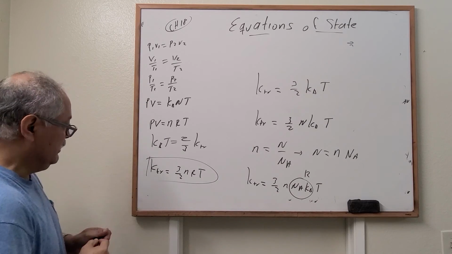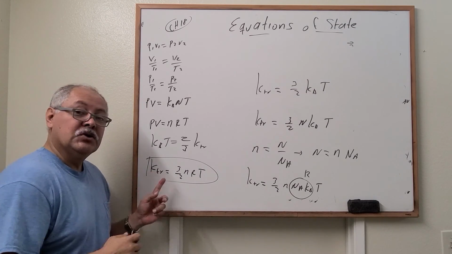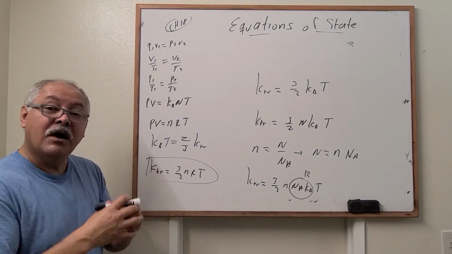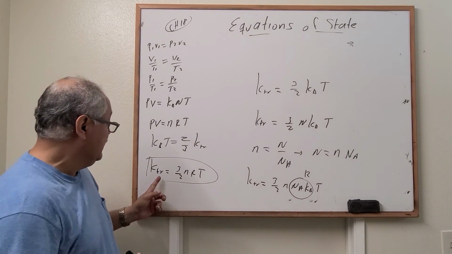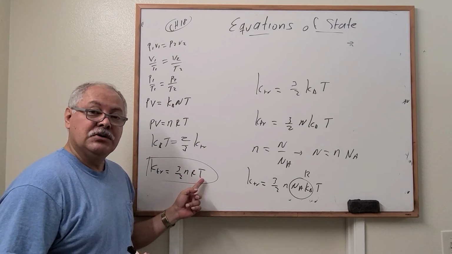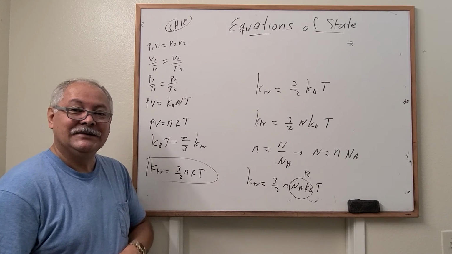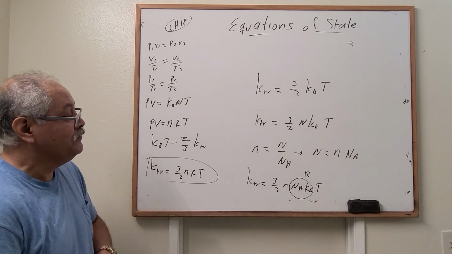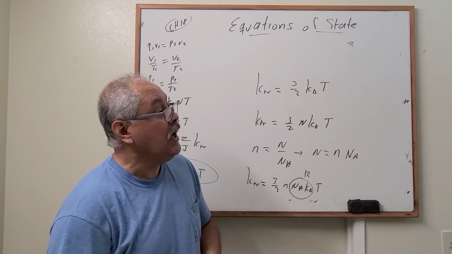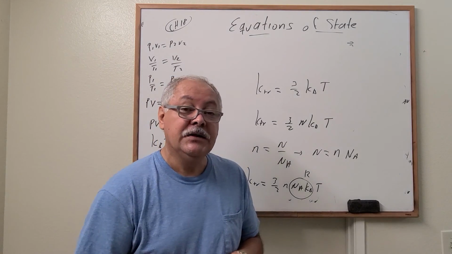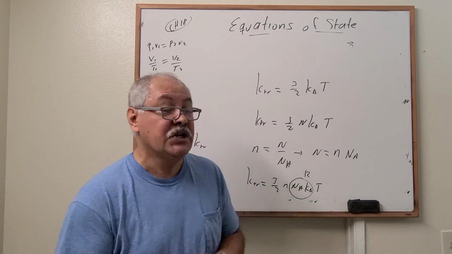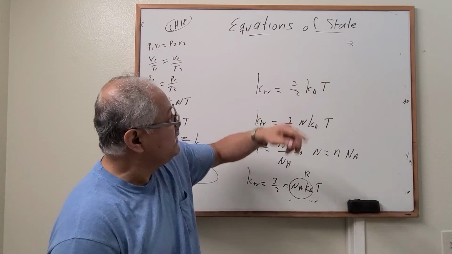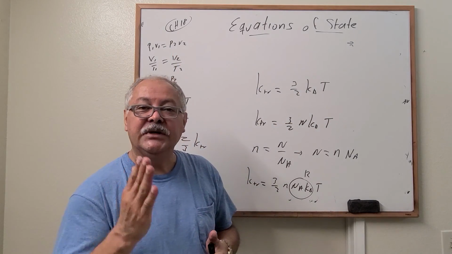Again, we relate the motion of the particles, the average energy of the particles in a gas, to the absolute temperature of the gas. Okay, and with this, we stop this introduction for chapter 18, equation of state, and we finish the chapter in part 2.